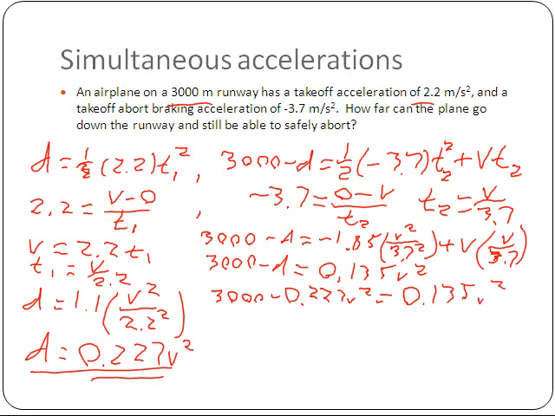And so when we solve this out for v, we add 0.227 v squared to both sides, so that it ends up being 0.362 v squared. Then you divide that by 3,000 to get v squared, and then take the square root of that, and we get that v here is basically 91.02 meters per second. So what we just found is how fast the plane goes before they hit their brake. They accelerate full bore, and if they go any faster than that, they'll be too far to stop before the end of the runway.